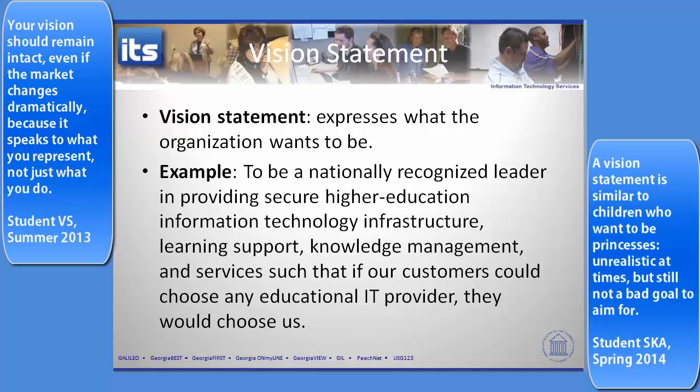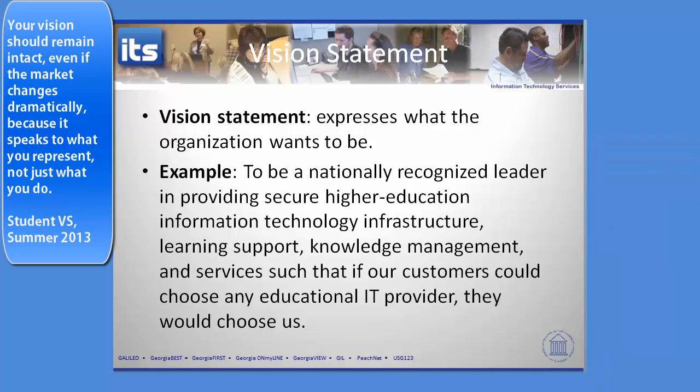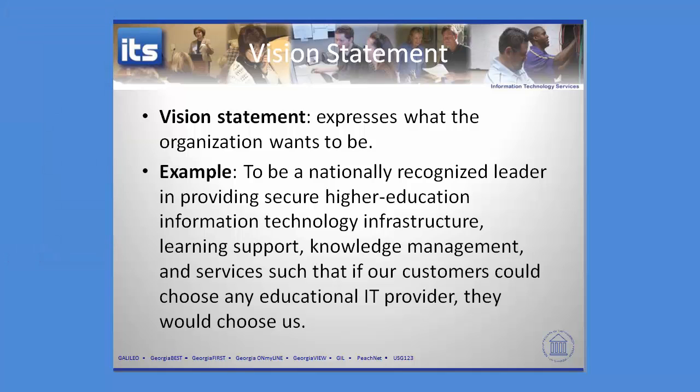And again, what I've done is I've pulled the one out of my particular organization, and hopefully what it captures is, look, we're not interested in being best in a small pond. We're interested in being best in the nation. Our organization is going to be nationally recognized as a leader in providing these services. And then the second part talks about that last part, that if our customers could choose anyone, they would choose us.